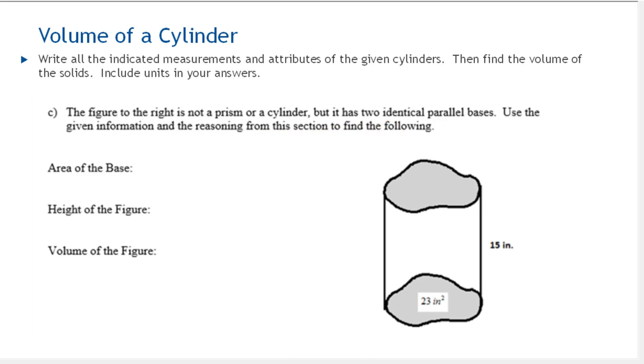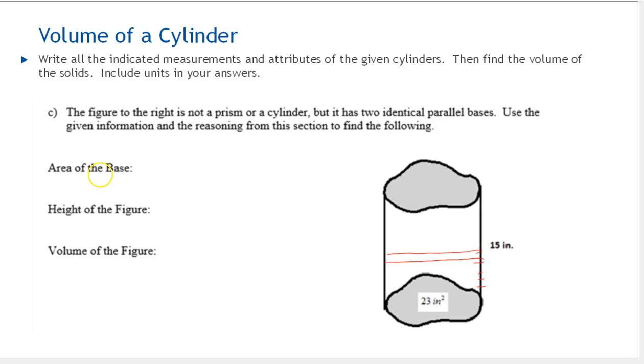The idea here is we can still use the idea we used from this section. If we think of partitioning this into 15 equal units, which I'm not going to do exactly, let's just look at one slice. One slice of this would have the area of the base, which we're given, and the height would be 1. We could think of stacking cubes that are 1 inch high on this, and we'd have 23 cubic inches. We would do that 15 times to get from the bottom to the top. So we can still use this same idea since we have parallel bases that are identical.